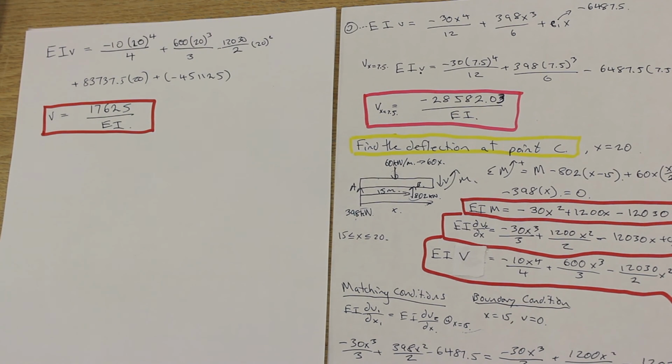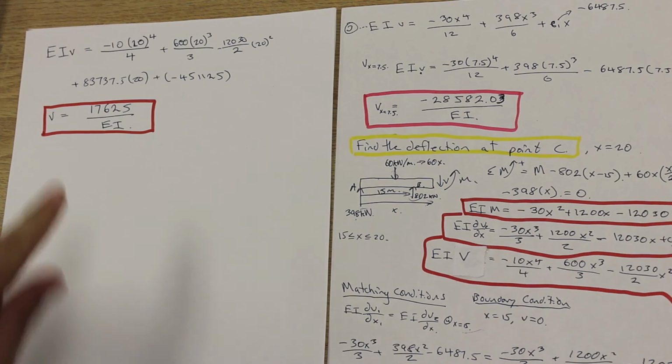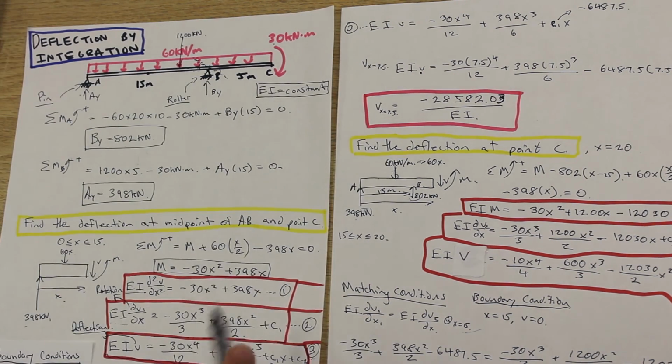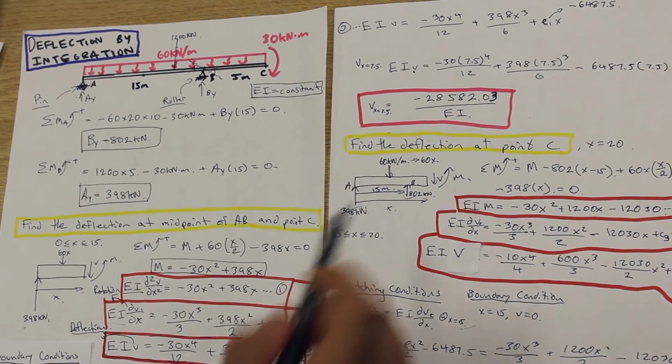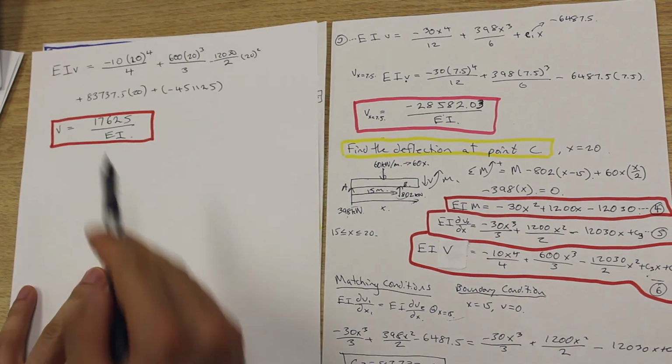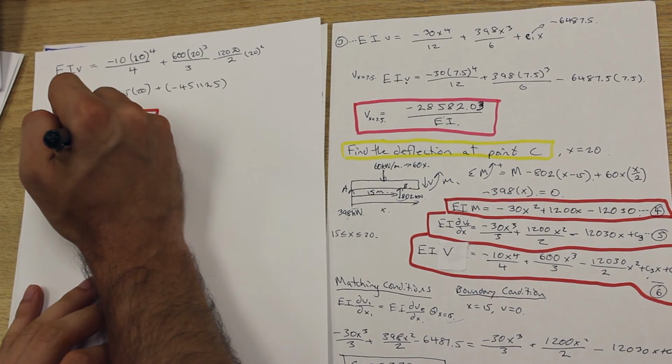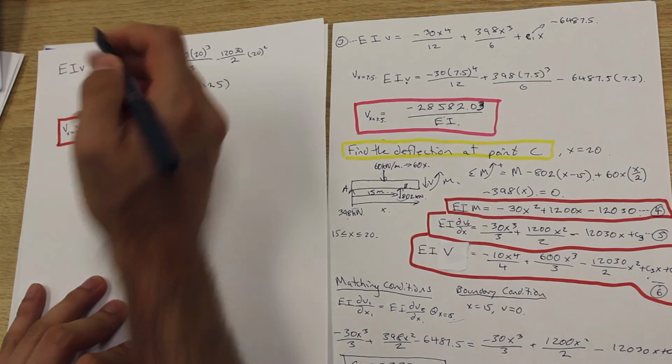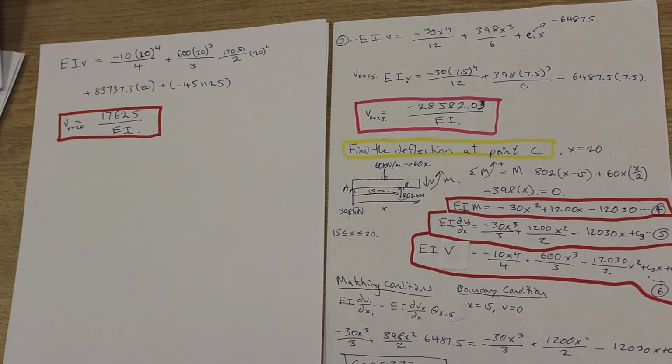And we have it, guys, we have it. That's essentially what we were trying to solve for. So we found the deflection at point B, which is over here, at x equals 20. And that's the deflection by integration.